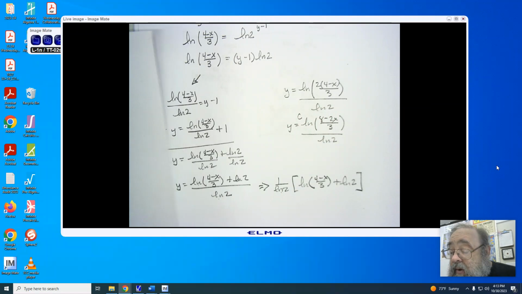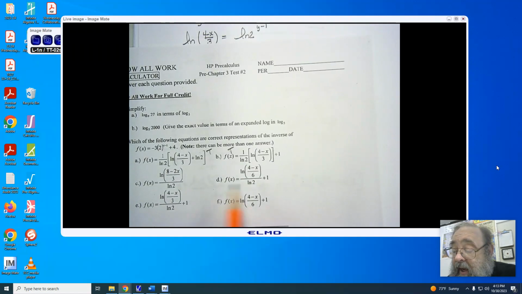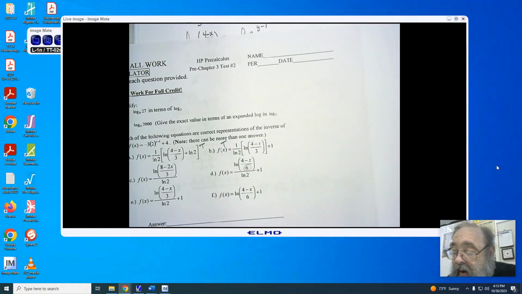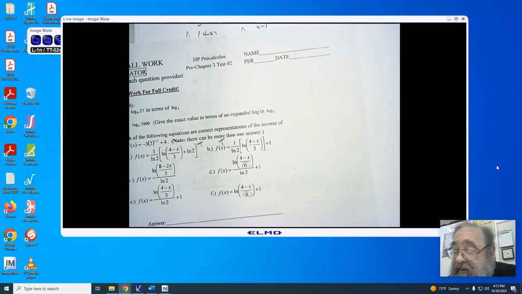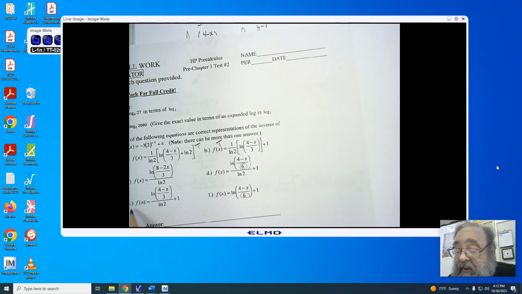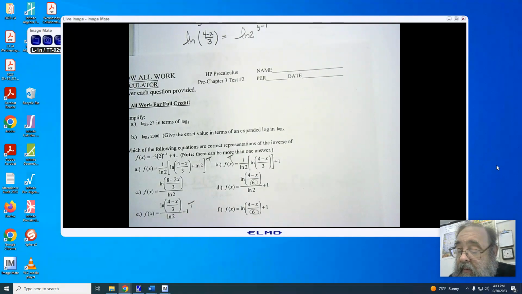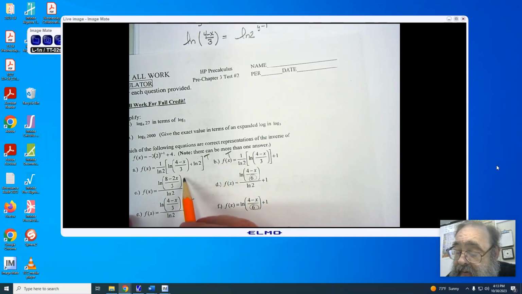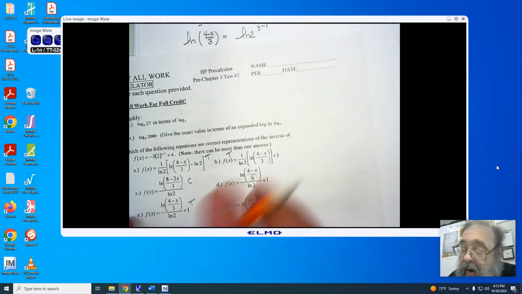And that leaves us to look for D or E. D is not true because there's a 6 down here. F is not true because there's a 6 down there. But E is true. So I now have A, B, C, and E are all true.